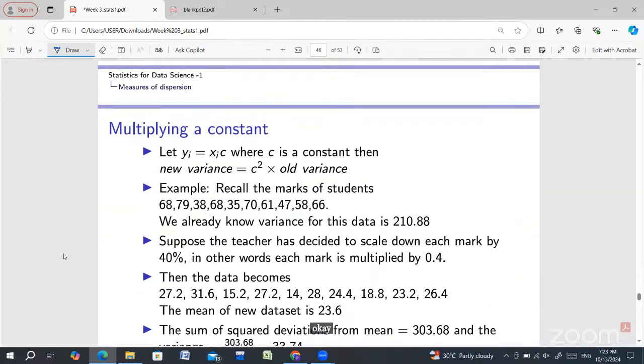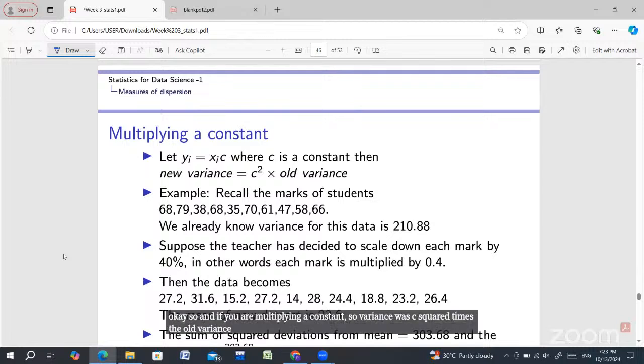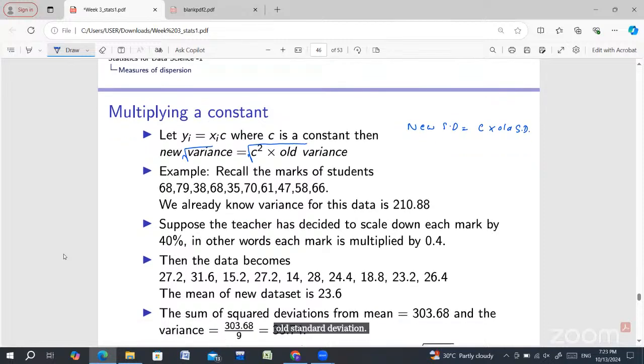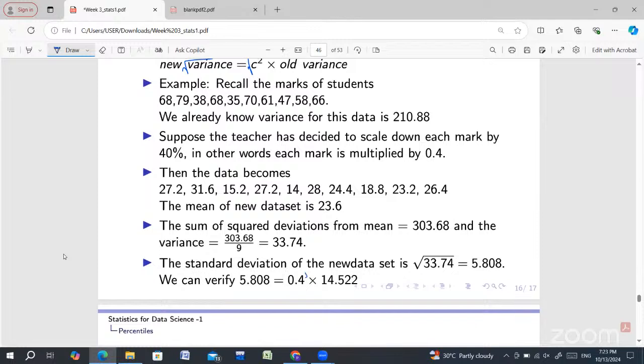And if you are multiplying by a constant, the variance was c squared times the old variance. Now you are taking the square root of it, so your new standard deviation will be equal to c times the old standard deviation. Okay, c times old standard deviation, right?